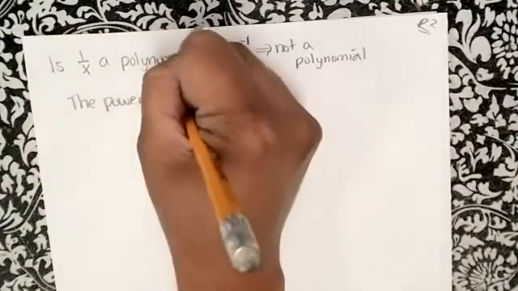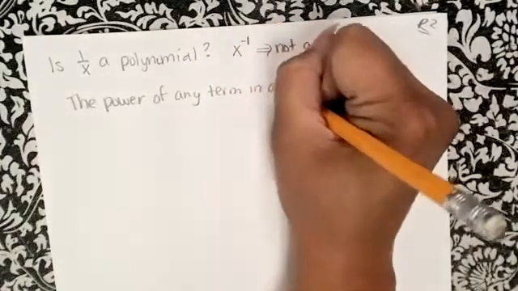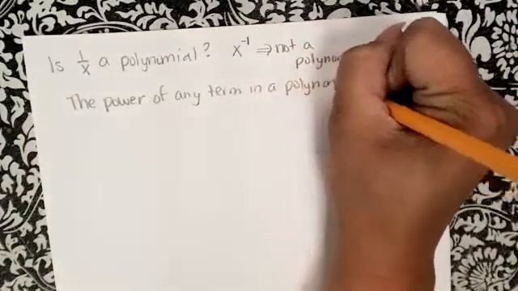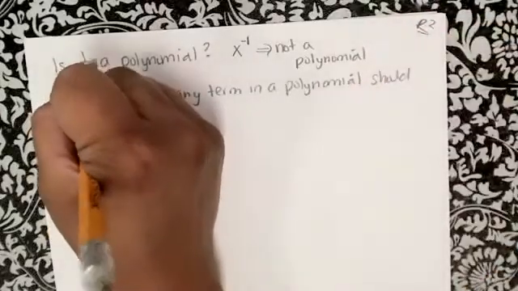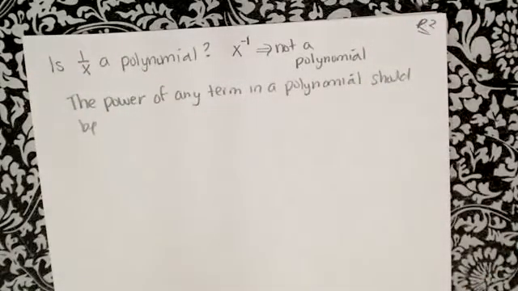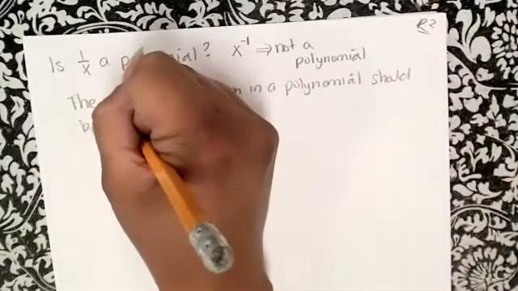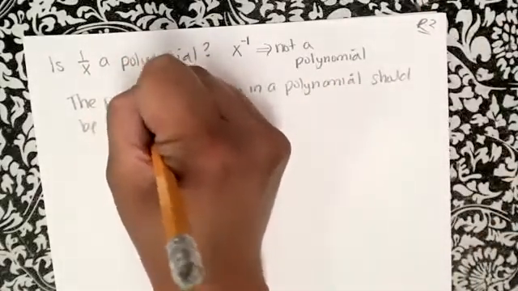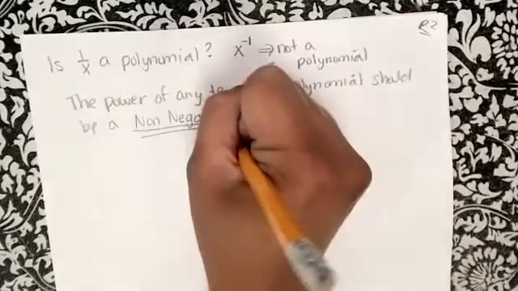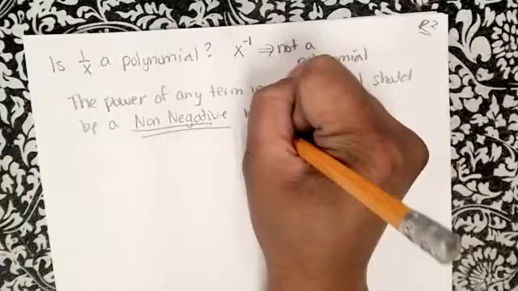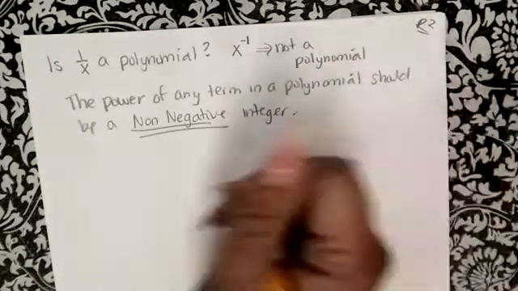The power of any term in a polynomial should be a non-negative integer. So in order for it to be a polynomial, it has to have a positive integer.